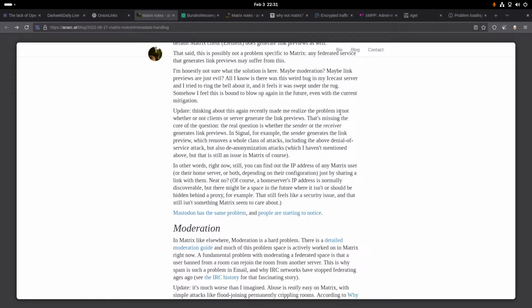In other words, right now, still, you can find out the IP address of any Matrix user or the home server, or both, depending on the configuration, just by sharing a link with them. Neat? No. Of course, a home server's IP address is normally discoverable, but there might be a case in the future where it isn't and shouldn't be, hidden behind a proxy, for example. That still feels like a security issue, and it isn't something Matrix seems to care about. Mastodon has the same problem, and people are starting to notice.